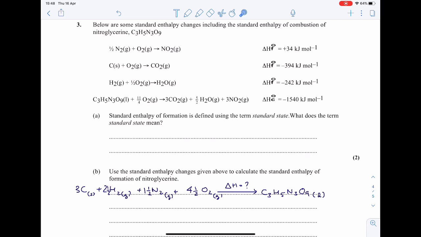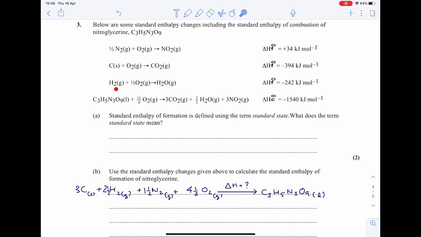Now I've written it to balance for 1 mole of nitroglycerin as in the definition of enthalpy of formation. So what we're going to do is we're going to look at how we can construct a cycle to connect this side to this side. Now there's a couple ways of doing this, and the quickest way, if you look carefully in this question, is that although these values here are enthalpy formation values of nitrogen dioxide, of carbon dioxide, and also of steam, we can also think of these equations as combustion equations.